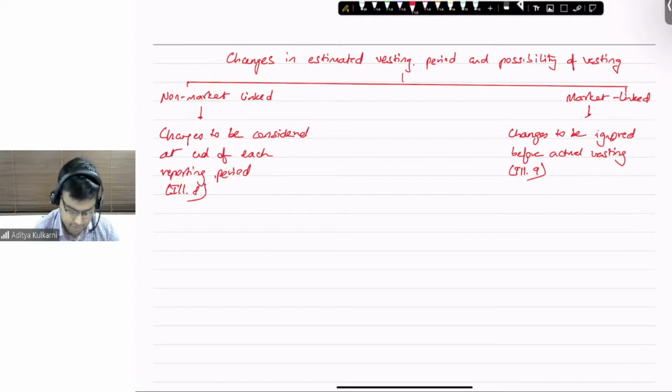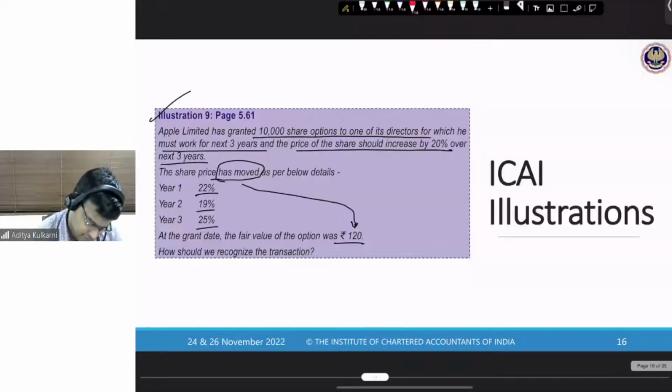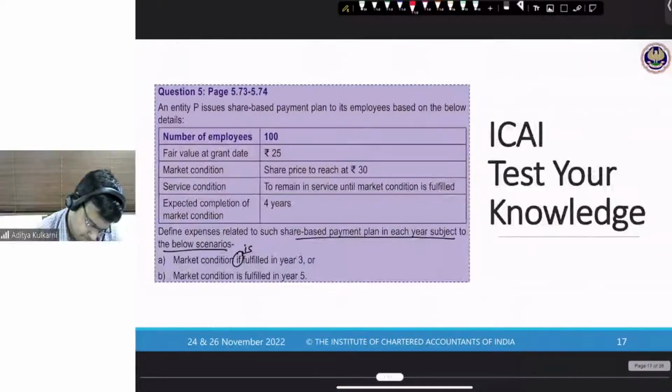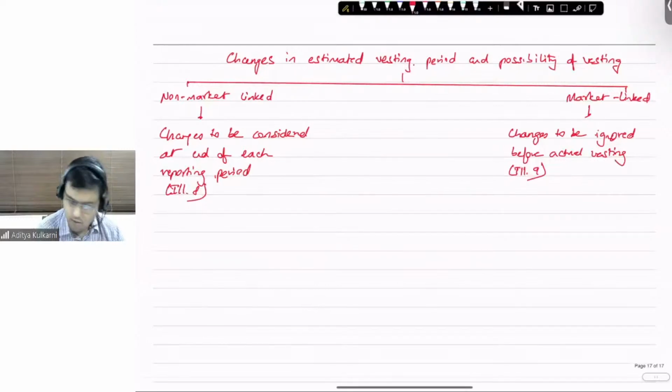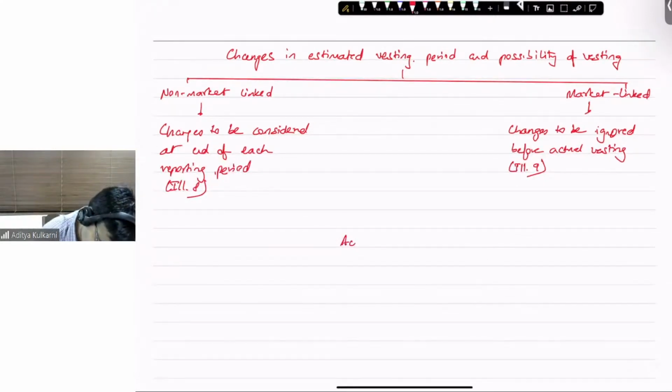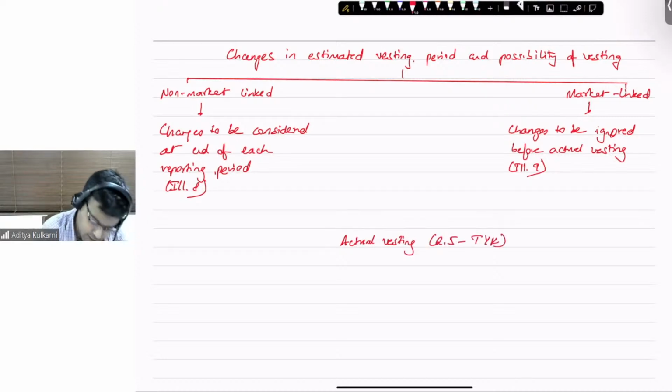Illustration 9. Okay, so that takes care of this part. And then finally, actual vesting. This was question 5. Test your knowledge.